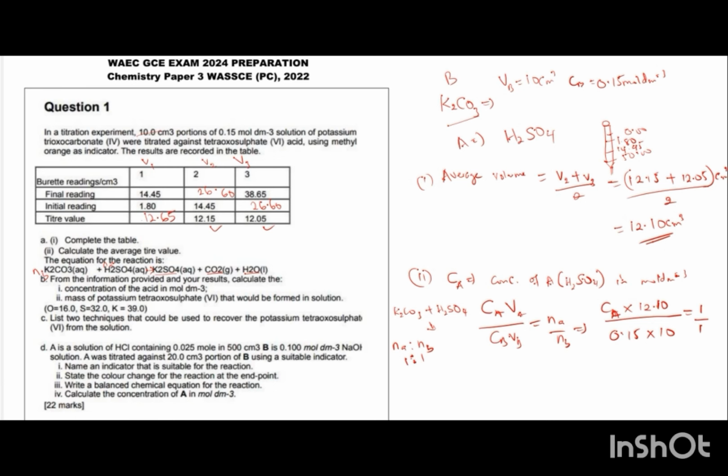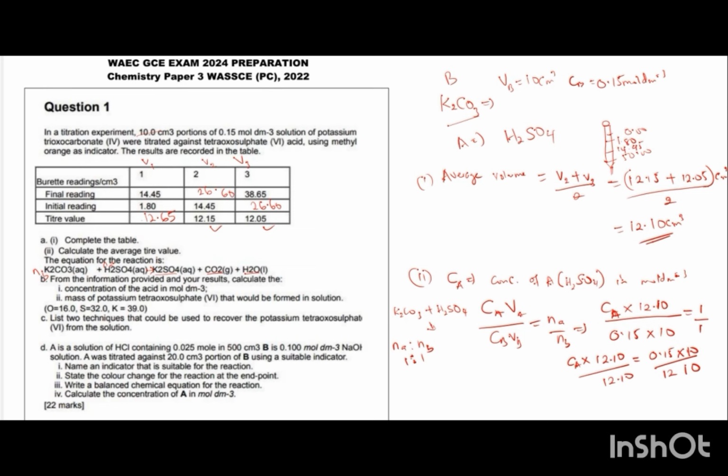So in cross multiplication, when you cross this and this, we are going to have something like this: Ca multiplied by 12.10 equals 0.15 times 10. So divide both sides by 12.10, so this one cancels out.